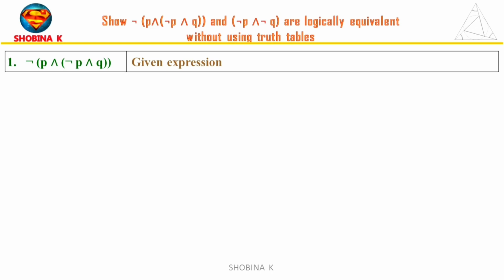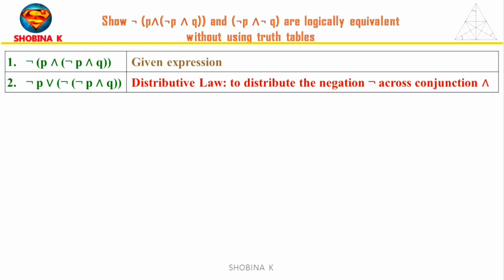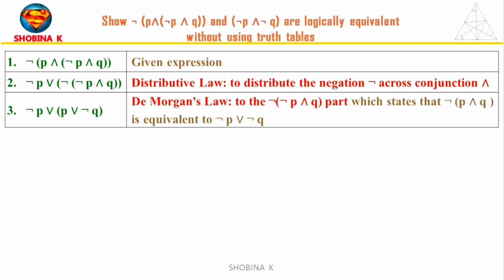Let's start with the given expression not P and not (P and Q). Now apply the distributive law to the inner part of the expression, which will allow us to distribute the negation across the conjunction. So we can rewrite the above expression as not P or not (P and Q). Apply De Morgan's law to the not (P and Q) part. And this law states that not (P and Q) is equivalent to not P or not Q. Now the above expression becomes not P or not P or not Q.